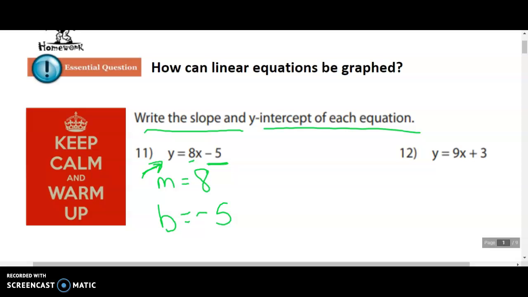We have to be in that form before we write down the slope and the intercept. Here, we are again in slope-intercept form. So the slope is the coefficient of x, which is 9, and the intercept is the constant, which is 3. All right.